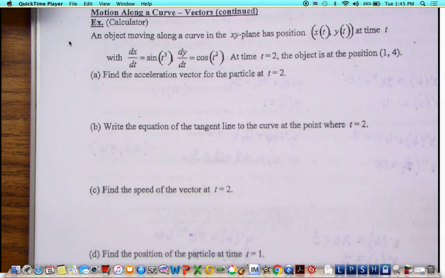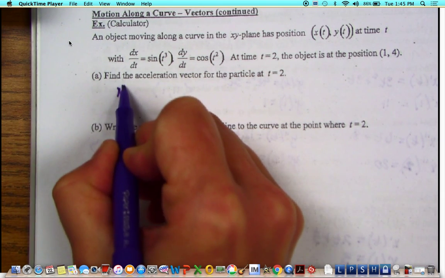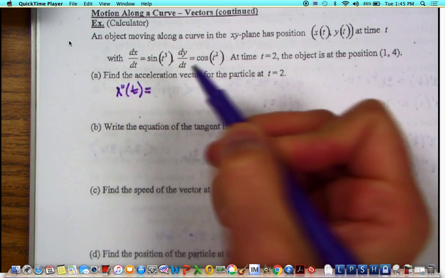But notice part A says, find the acceleration vector for the particle at t equals 2. It doesn't say find the second derivative, d2y/dx2. It says the acceleration vector. As soon as you see the word vector, you're going to do what with those two quantities? Keep them separate, right? Keep them separate when you differentiate them. Okay, so let's find x double prime of t. I'm just going to relabel it that.